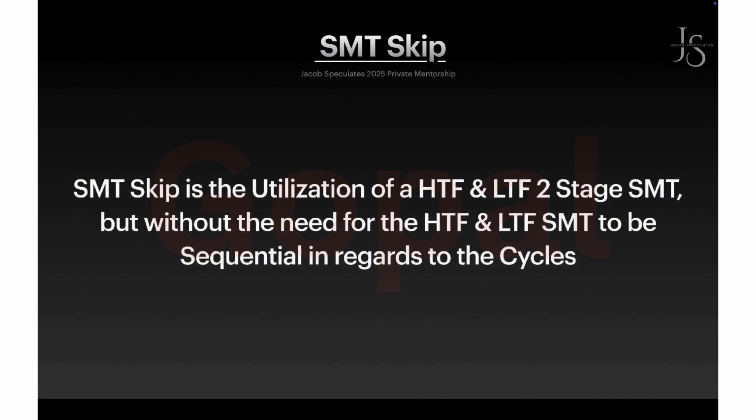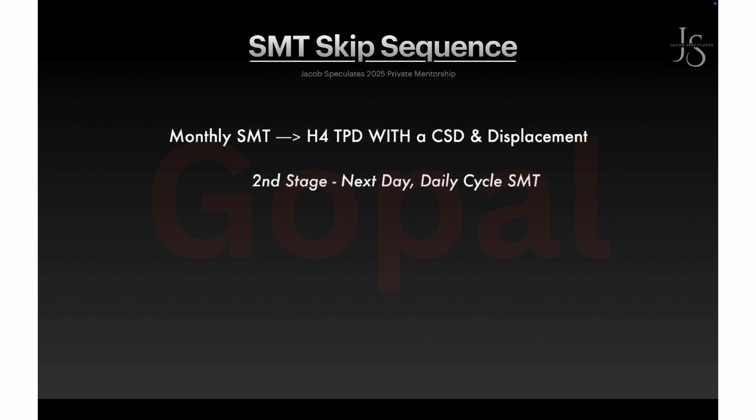All right, SMT skip. SMT skip is the utilization of a higher time frame and lower time frame two-stage SMT, but without the need for a higher time frame and lower time frame SMT to be sequential in regards to the cycles. The SMT skip sequence: if you have a monthly SMT and then a 4-hour TPD with a change in the state of delivery and displacement, then for that second stage cycle, the next day, you would look for a daily cycle SMT. And CSD is just the abbreviation for change in the state of delivery.